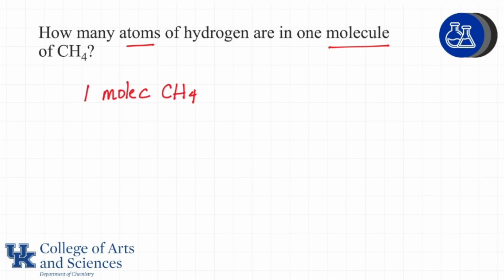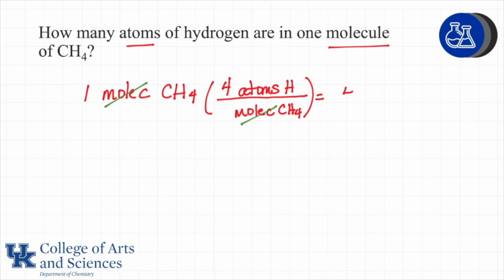So if we have one molecule of CH4, I know that molecule needs to go in the denominator because it's in the numerator. And I'm going to specifically label that as molecules of CH4 because I'm switching between CH4 and hydrogen. Based on the formula, I know I can find the number of atoms of hydrogen, which would be 4 atoms of hydrogen per molecule of CH4.